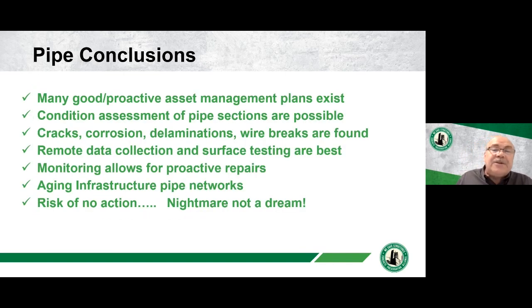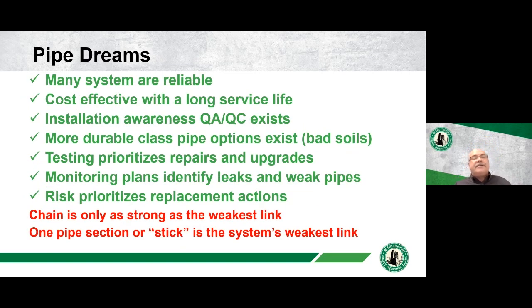The conclusions are there's a lot of good asset management programs and plans that are out there. They are in effect and working right now. Assessing the condition of pipes, that is possible to do. We're trying to quantify cracks, corrosion, delaminations, and wire breaks. The remote data collection and surface testing is good. Monitoring helps for being proactive and replacing, but we've got a lot of old pipe systems, and the risk of not doing anything is pretty severe. Our systems are reliable. We want to keep them reliable.